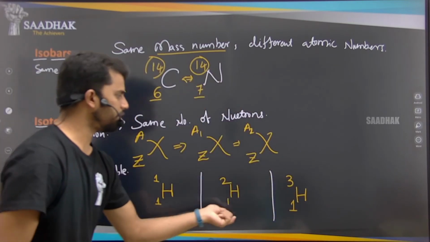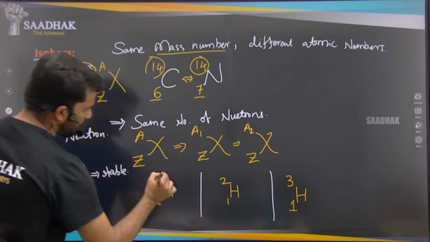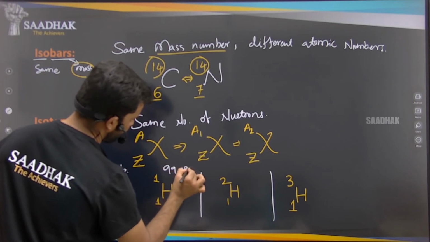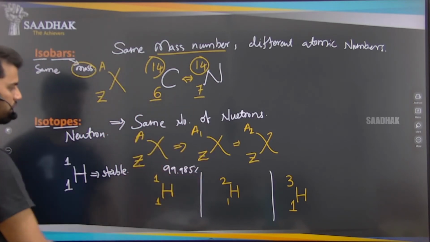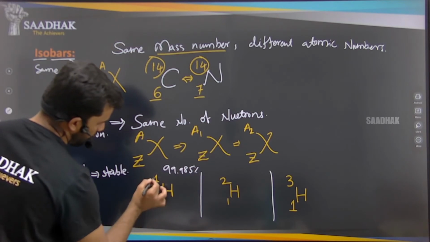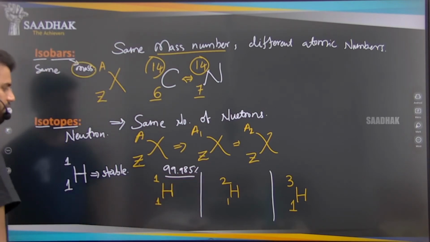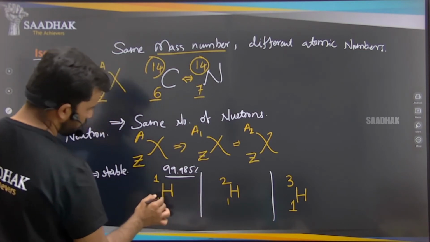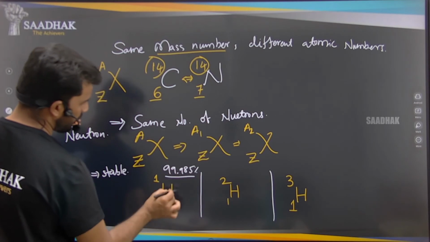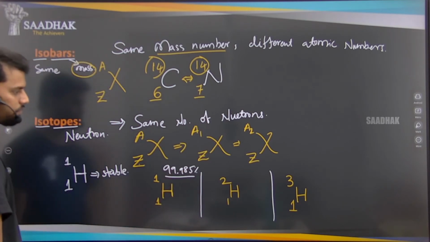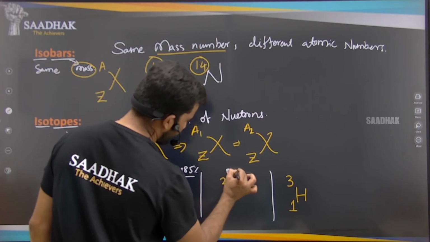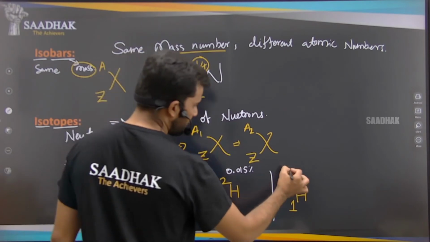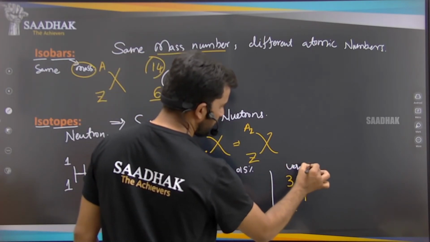Out of these 3 isotopes, 99.985% of total hydrogen in our atmosphere is hydrogen 1. Out of all 3 isotopes, this single isotope covers 99.985%, and this one will be available in 0.15%, and this is very rare.